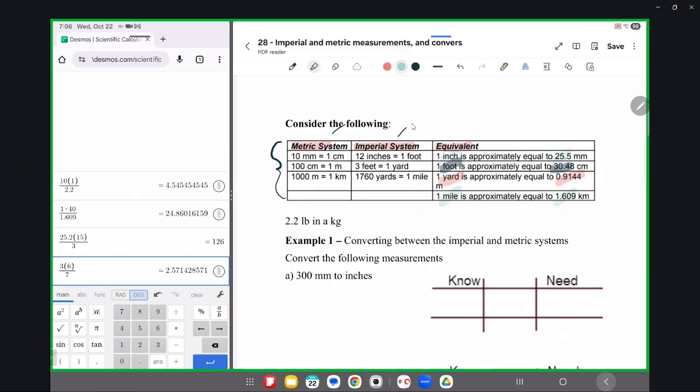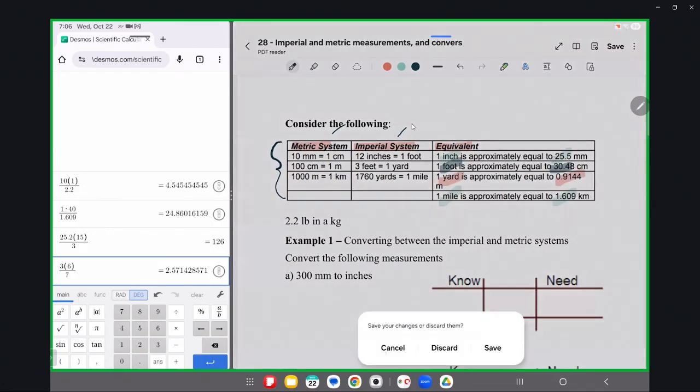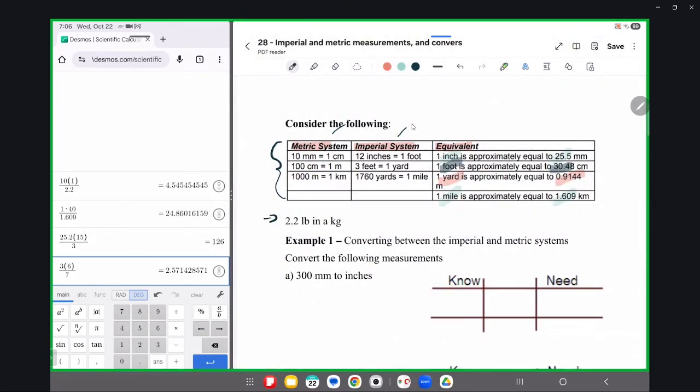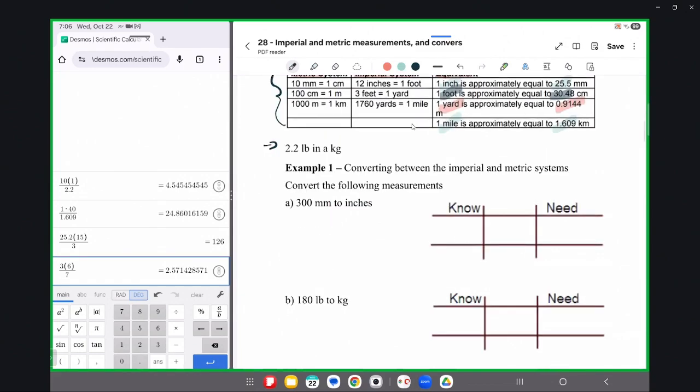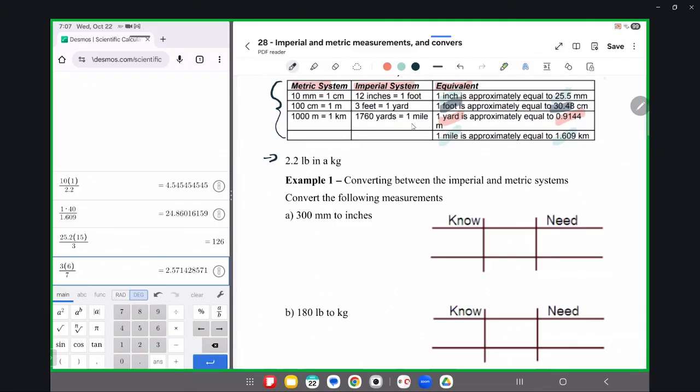And for measure, I also included a common one. There are 2.2-ish pounds in a kilogram. So we're going to use this as well. Okay. So for example one, we're going to convert between the imperial and metric systems. So I want to convert 300 millimeters to inches. And so I know that 1 inch is equal to 25.5 millimeters. And I want to know how many inches there are in 300 millimeters.